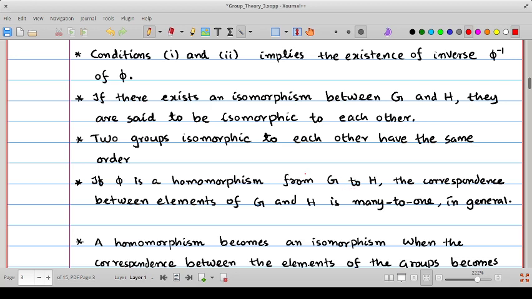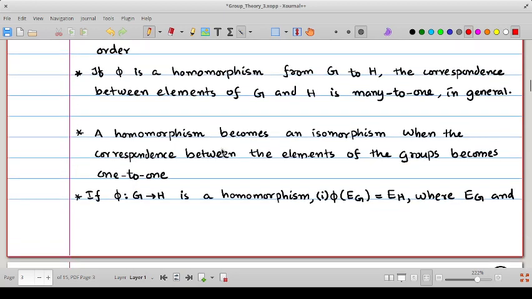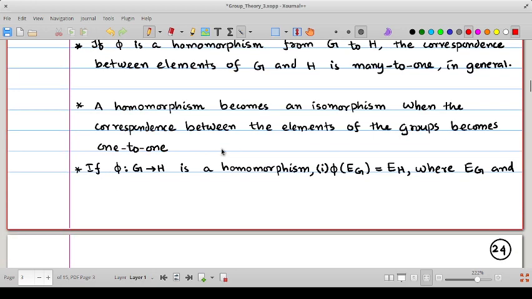But this is different in the case of two groups that are homomorphic to each other but not isomorphic. So the correspondence between the elements may not be one-to-one in that case. It may be a many-to-one correspondence in general. And if the correspondence between the elements of the groups is one-to-one, then such a homomorphism will become an isomorphism.